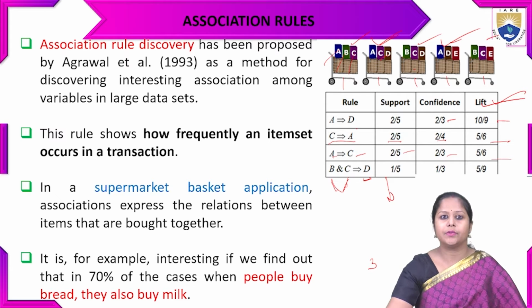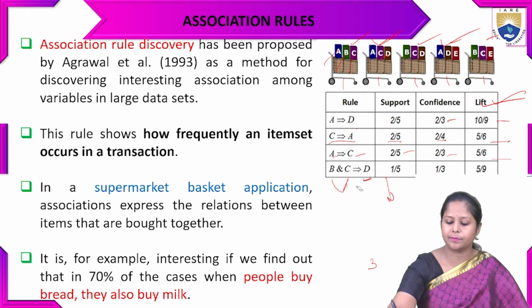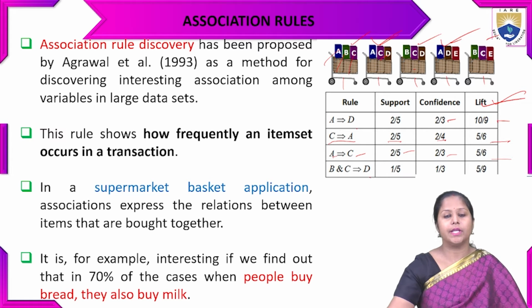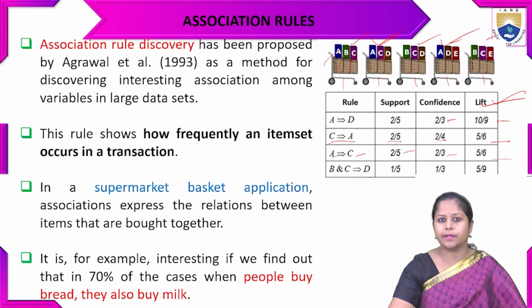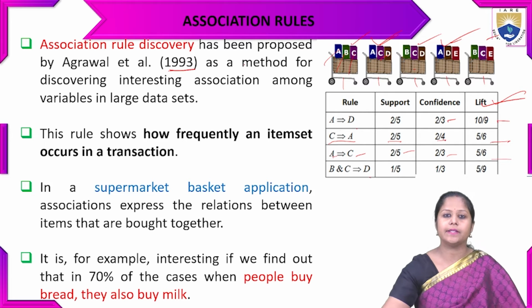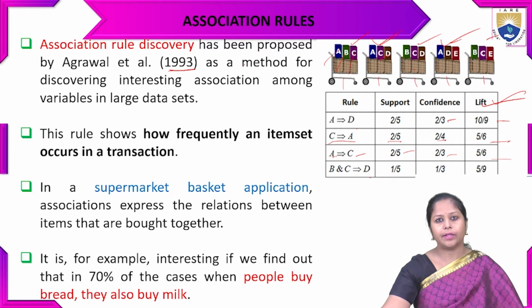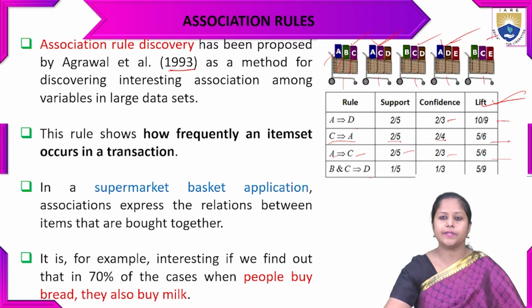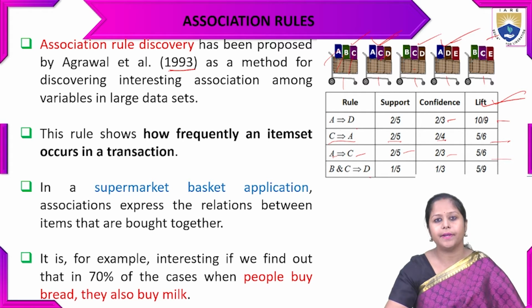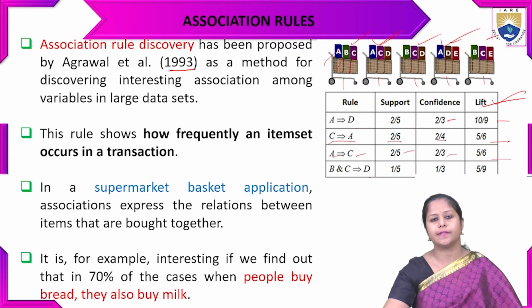Basically, association rule discovery was proposed by Agrawal et al., a team of 3-4 people. They found that formula in 1993 as a method for discovering interesting associations among variables, among different item sets in larger data sets.